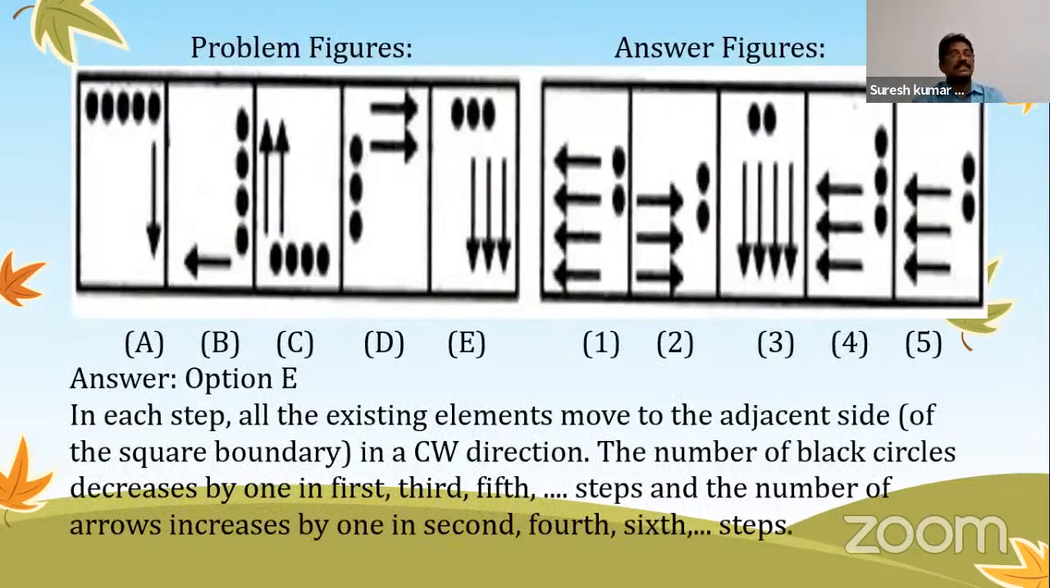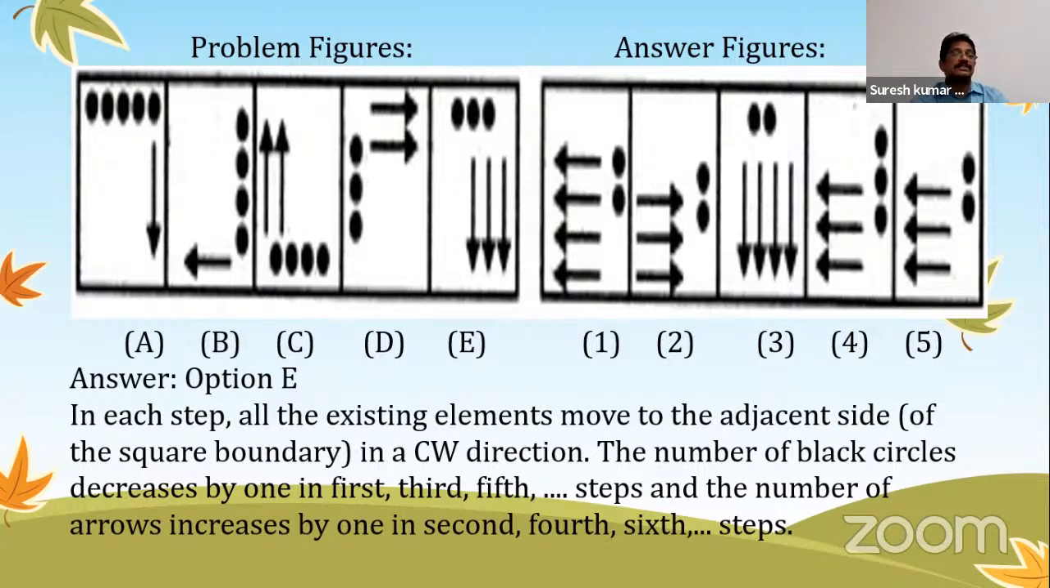Last but not least. So we have dots. In each step, all the existing elements move to the adjacent side of the square boundary in a clockwise direction. The number of black circles decreases by 1 in the first, third, and fifth steps, and the number of arrows increases by 1 in the second, fourth, and sixth steps. Now observe it.